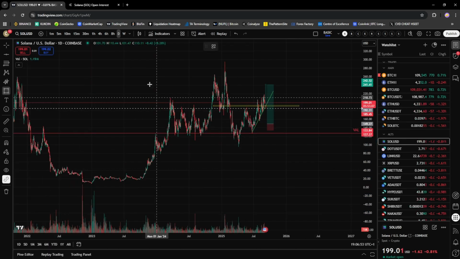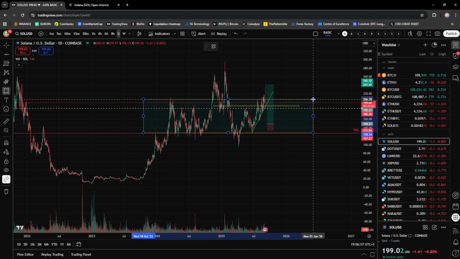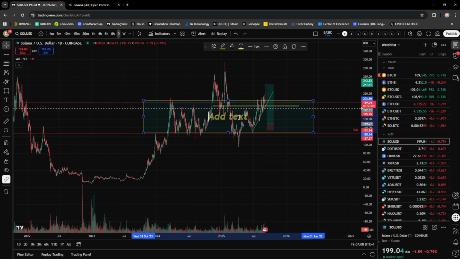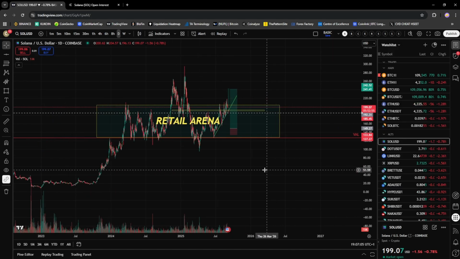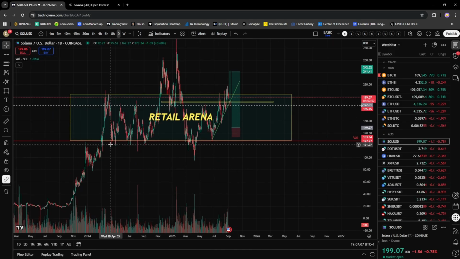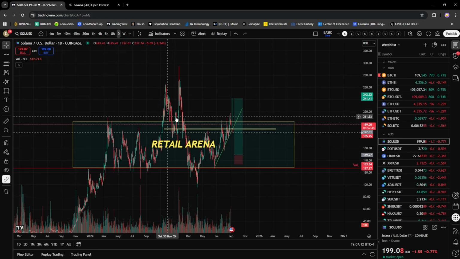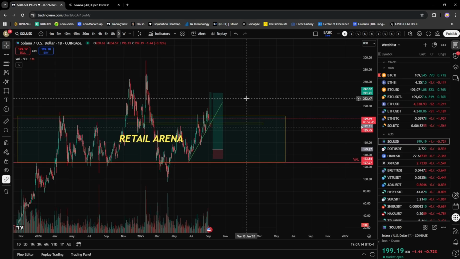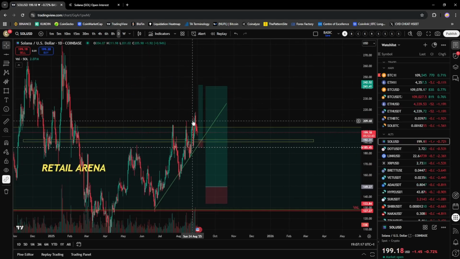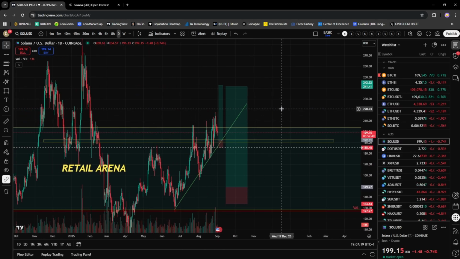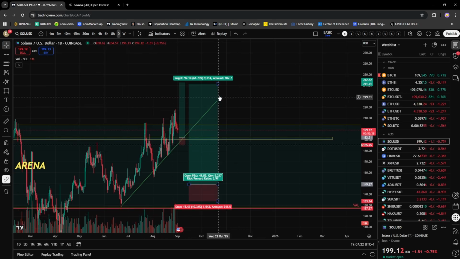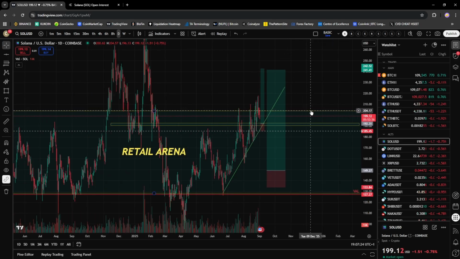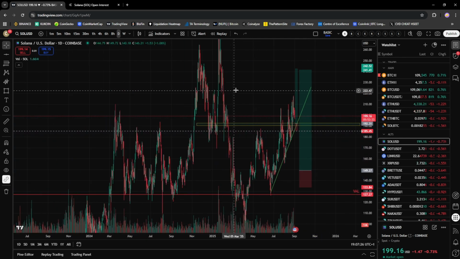What I would call this is around this box from here to around here. Retail arena. Any long underneath this box is a valid long. Any short above this box is also a valid short. So you had a possibility of taking a riskier short right up here as it exits this box.